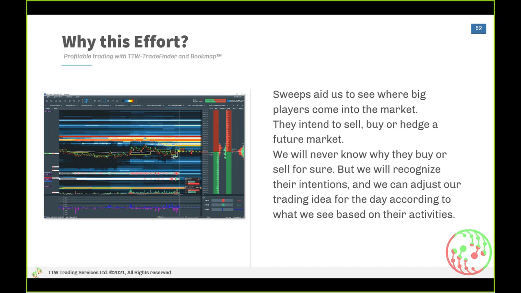And when I'm in, I watch what happens on the market. I see the big sweeps. I'm alerted. I see the big volume, the big volume at 4700 ES, for example. And I'm simply focused to manage my trade, to trail my stops. So why this effort? Sweeps aid us to see where big players come into the market. They intend to sell, to buy, or to hedge a future market. We will never know for sure why they buy or sell, but we will recognize their intentions, and we can adjust our trading ideas for the day according to what we see based on their activities.